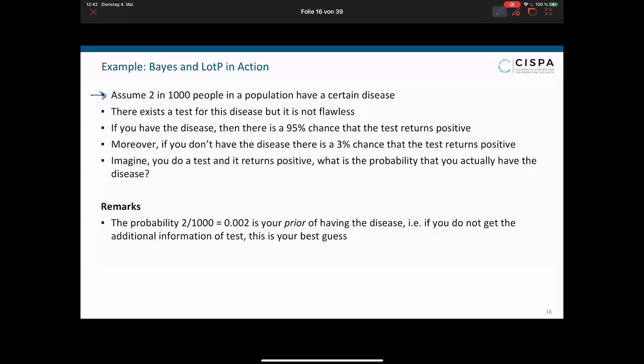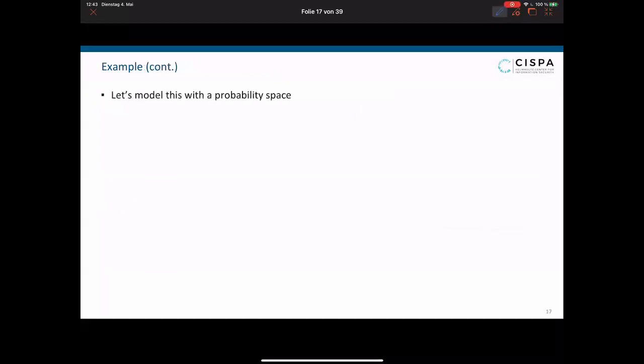There's roughly 2 in 1,000, so your probability is 0.002 or 0.2% that you have this disease. So this is your best guess in case you don't make a test. What we're interested in is the posterior probability. So without a test, this 0.2% probability is the best guess you can do. Now, what happens if you do a test?